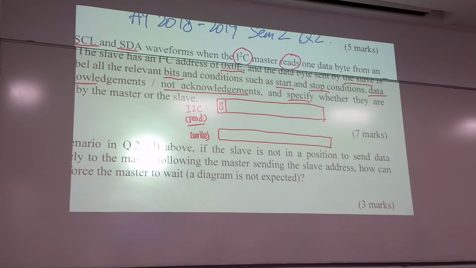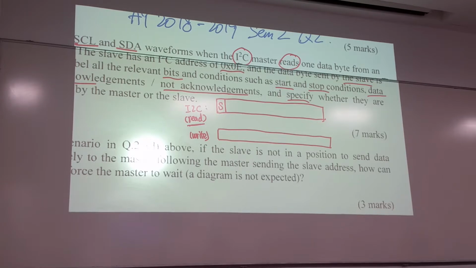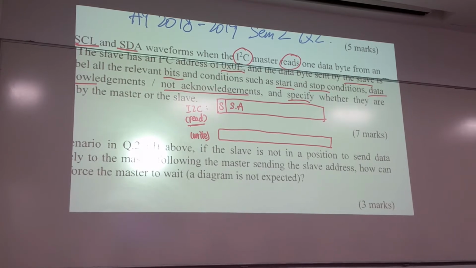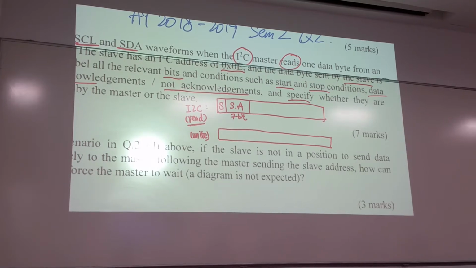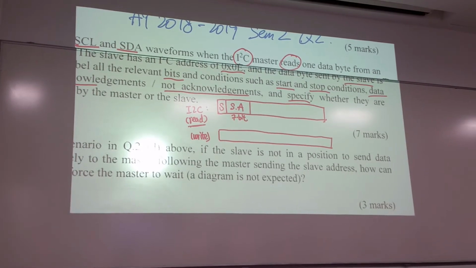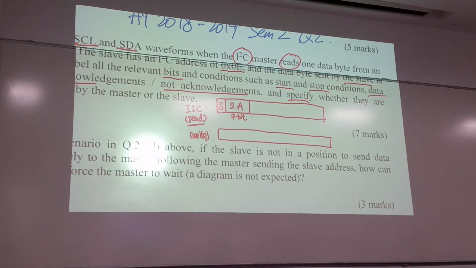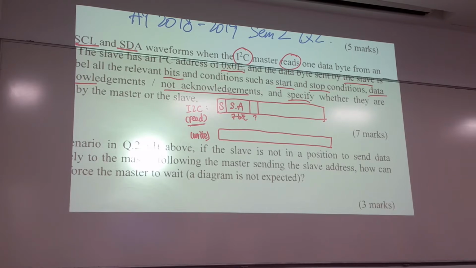If your processor wants to read 1 byte, after start, what should you send? The first byte is the slave address. You must mention which slave you want to communicate with. How many bits do you have for the slave address? 7 bits. But for I2C, each byte should have 8 bits, so there's one more. It's read/write, specifying whether your processor is reading or writing.